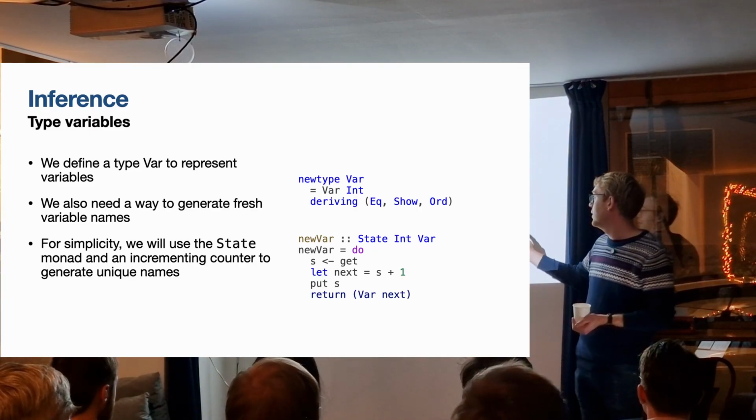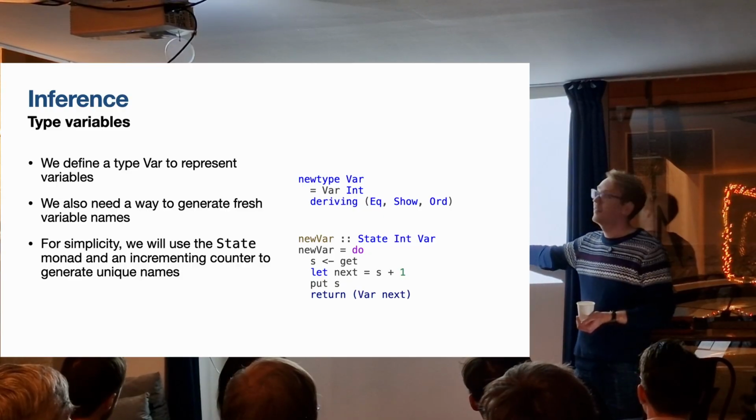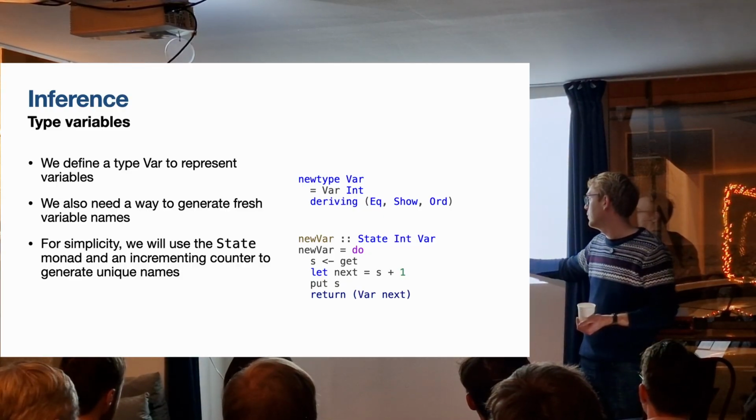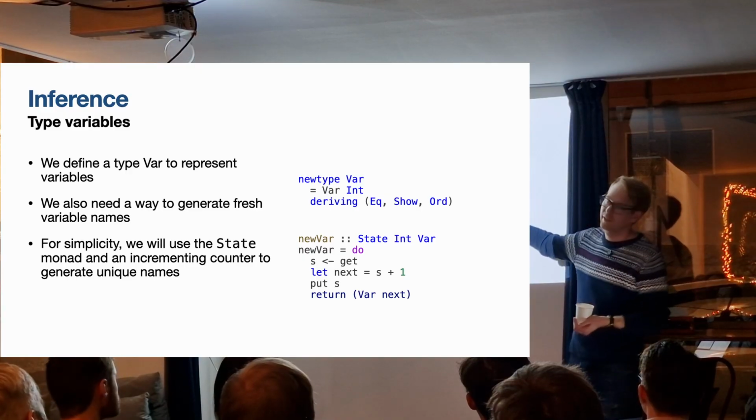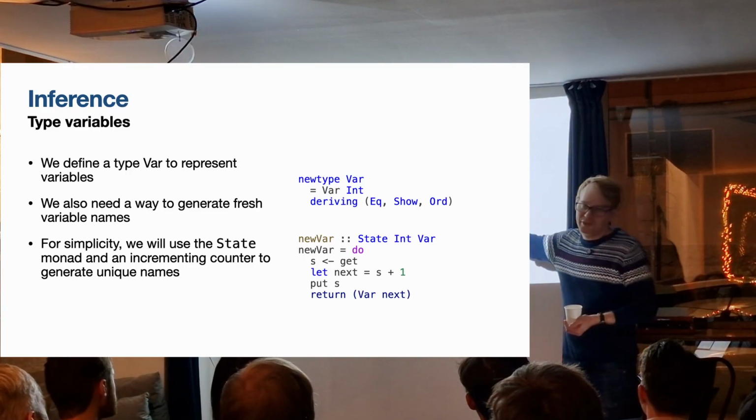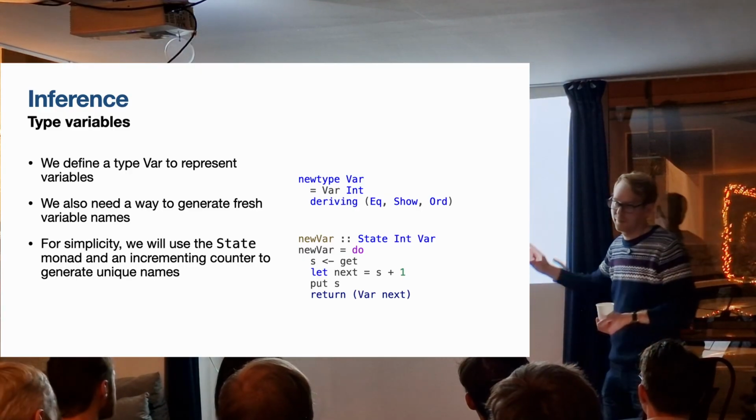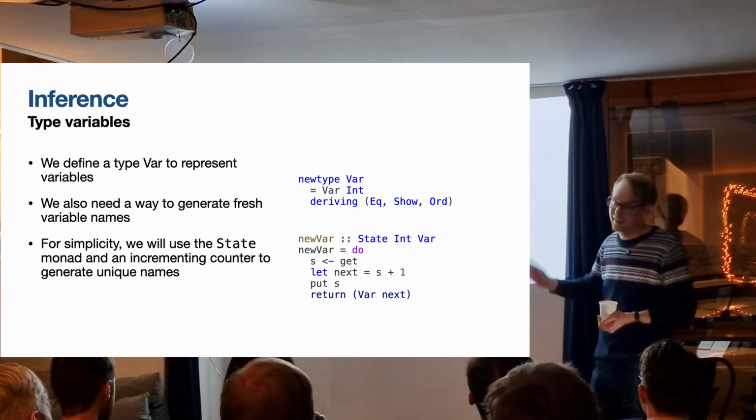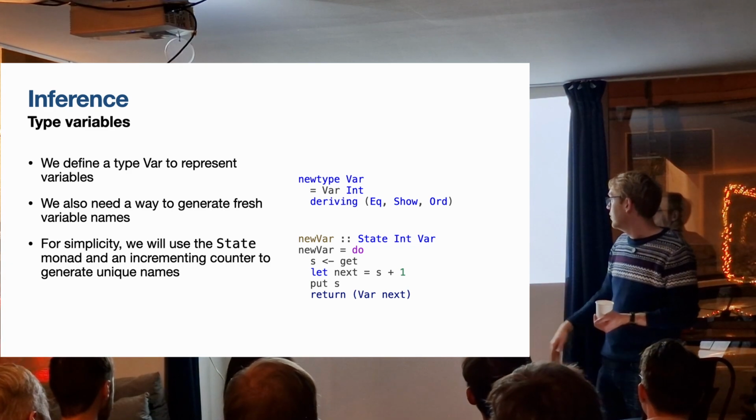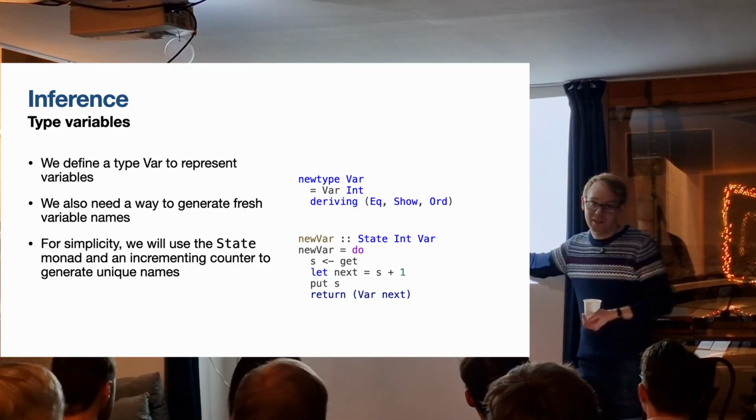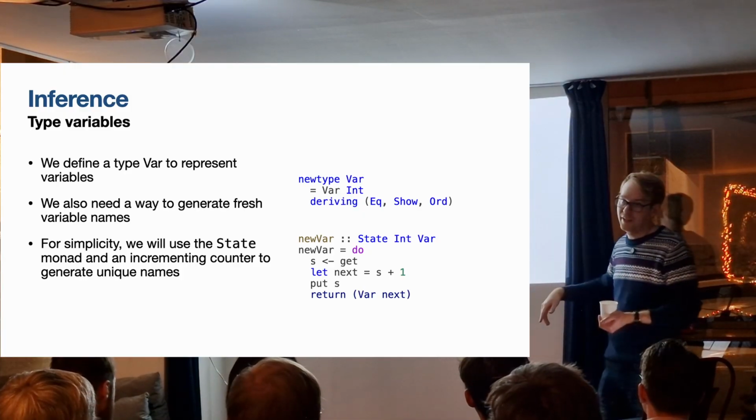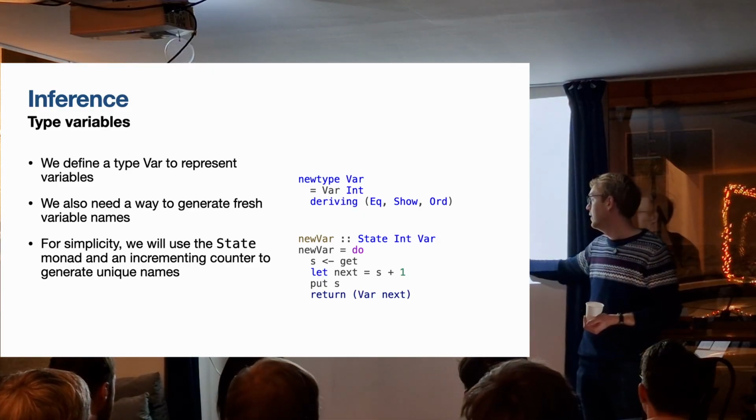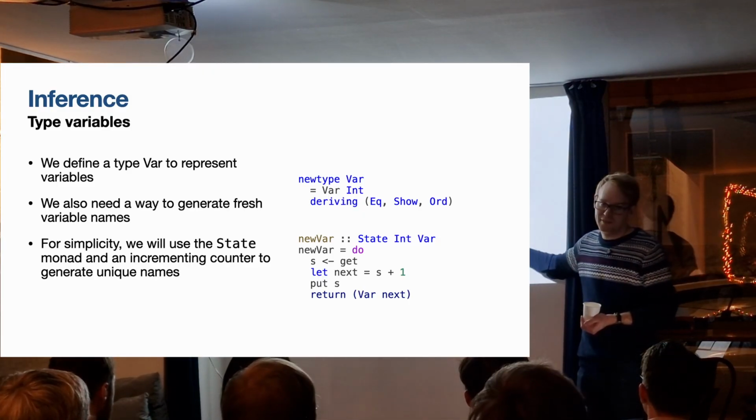and we have a function that generates a new variable name. And what we do is, I forgot to mention, we use integers to keep track of the different variables. So it's like a unique incrementing integer. This new var function gives us a new integer and wraps that in this var constructor, and then it updates the state.